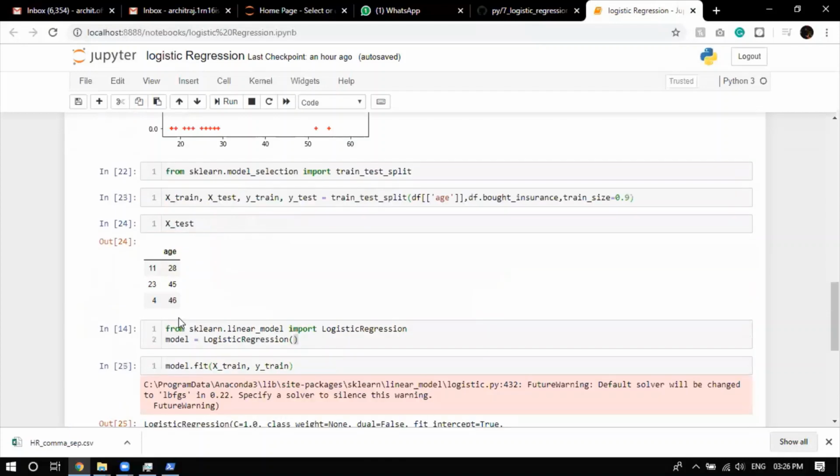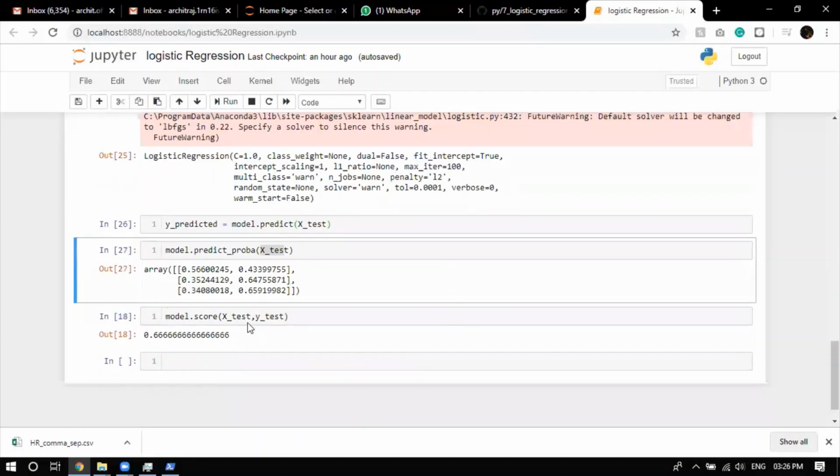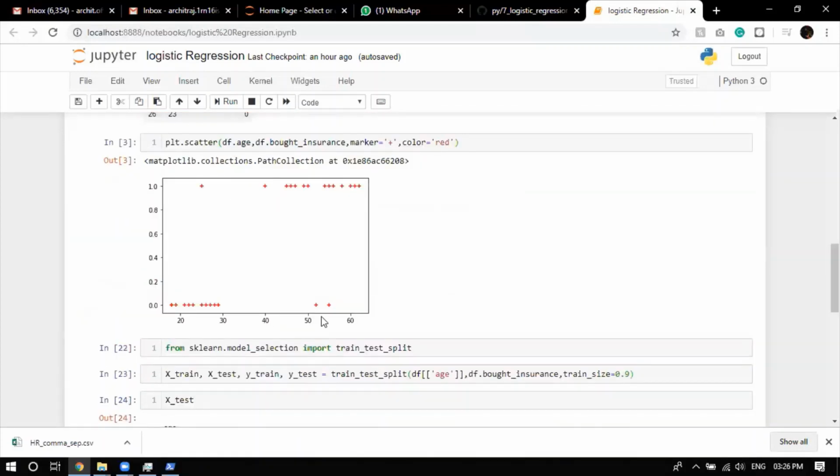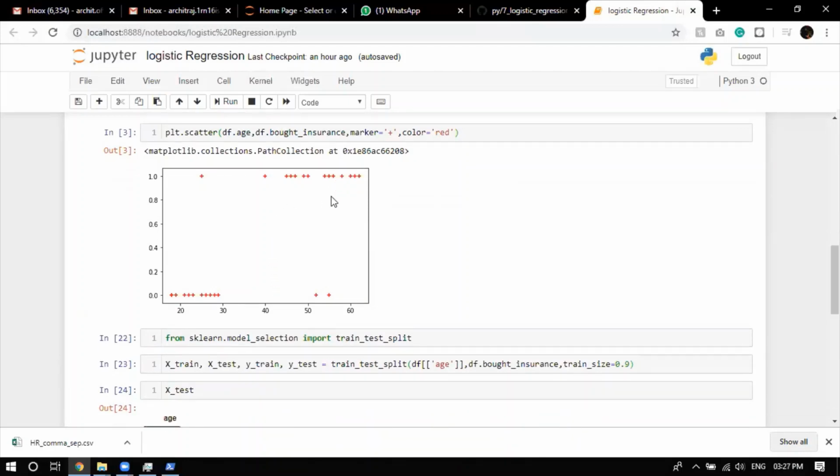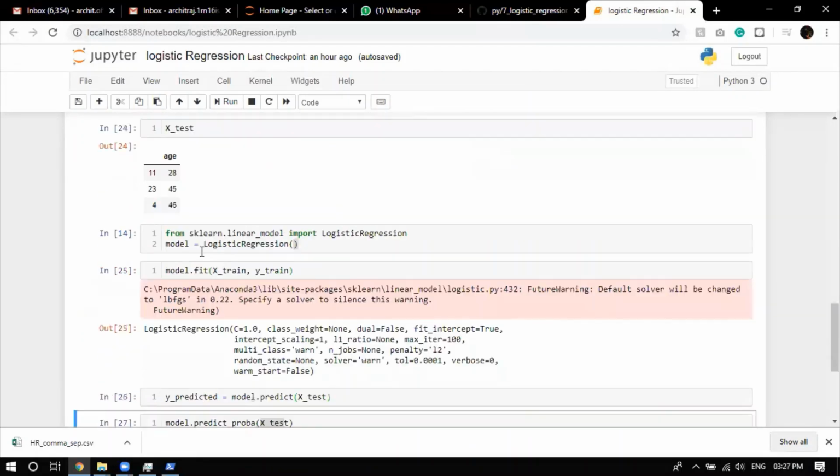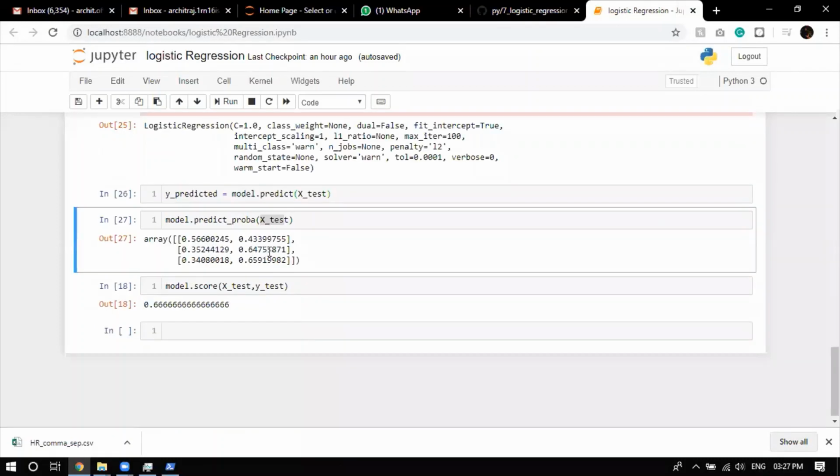Now we'll see the next one, which is 45. As we figured out, if he's more than 40, he's more likely to take the insurance. As you can see, for 45, there's a 64% chance of it being 1. It means there's a 64% chance of him taking the insurance.